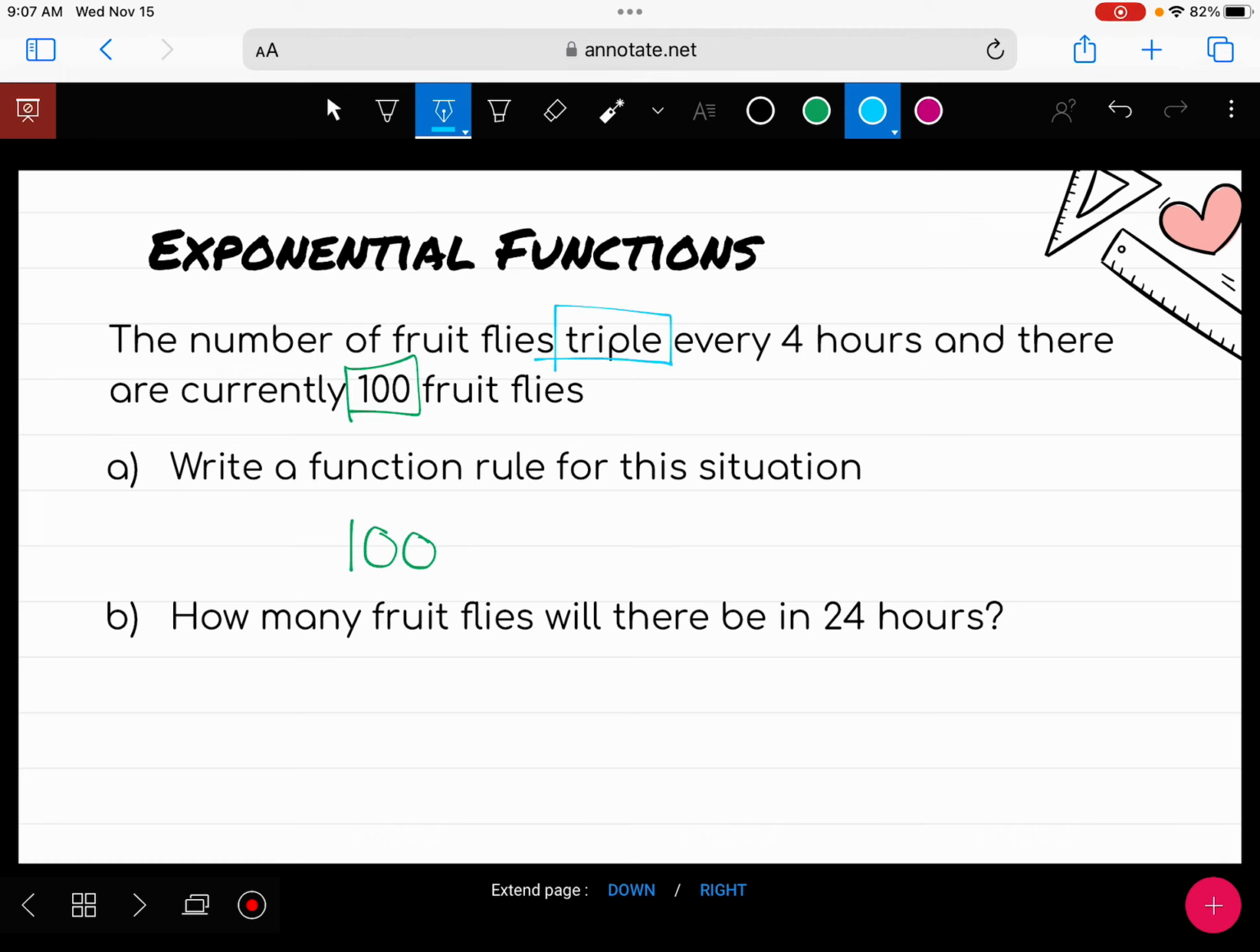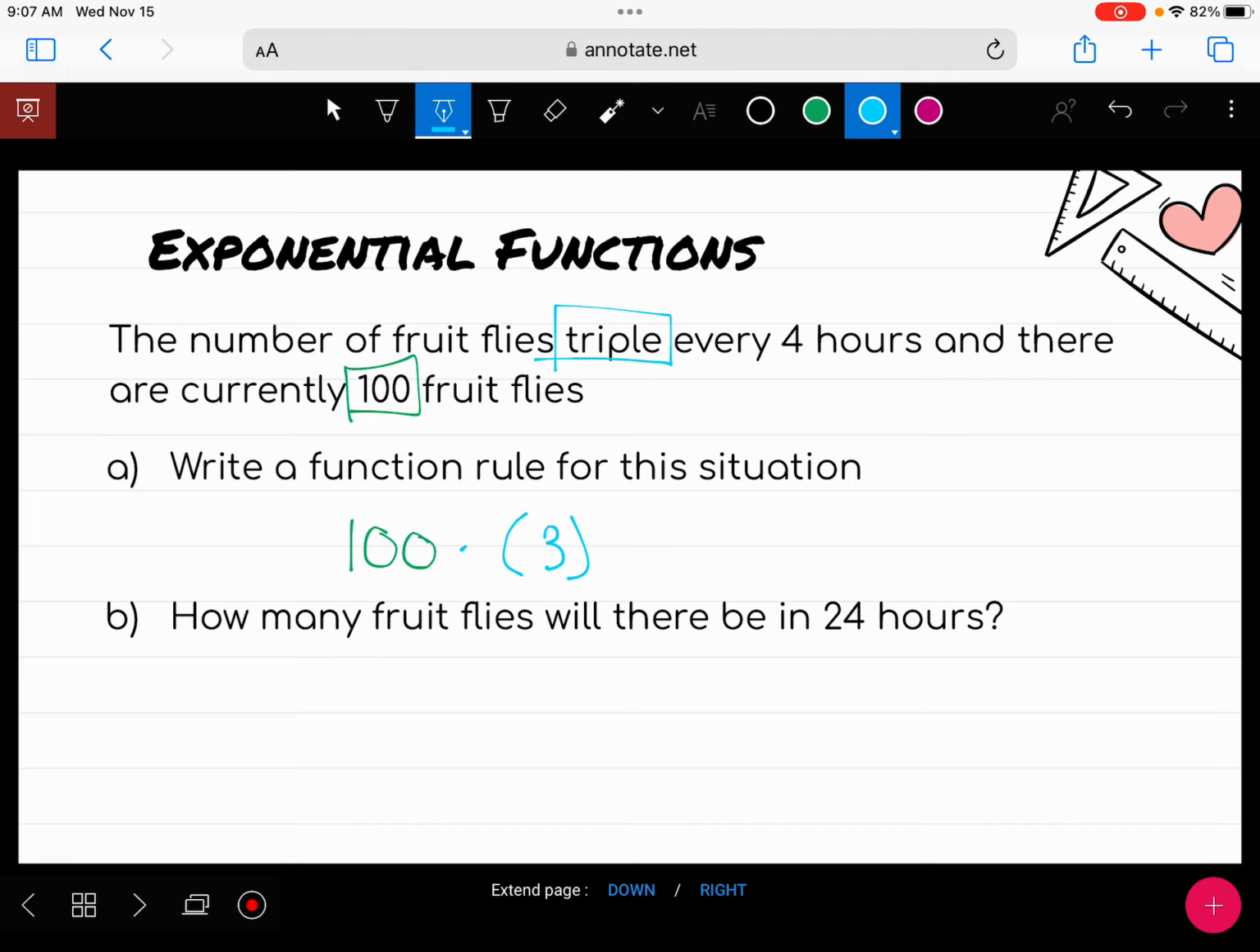This triple is the base, because each time it multiplies by 3. If it was double, our base would be 2. If it was quadruple, our base would be 4. If it was half, it would be 1/2. Okay, so whatever it multiplies by each time, that's our base.